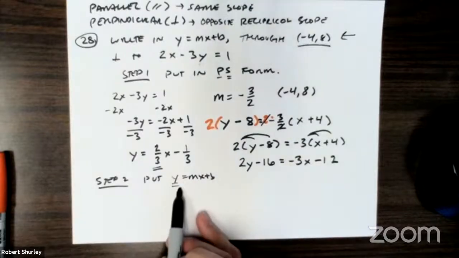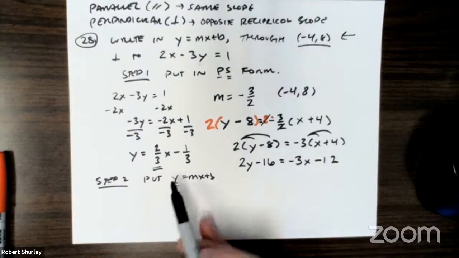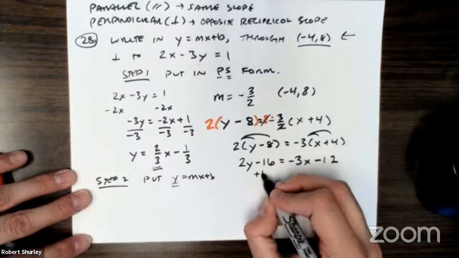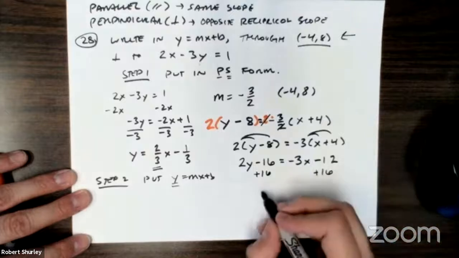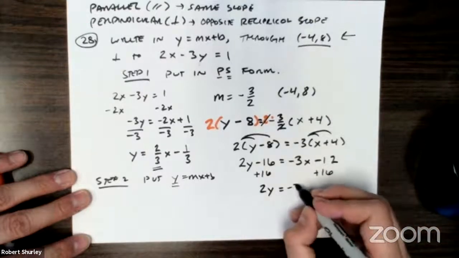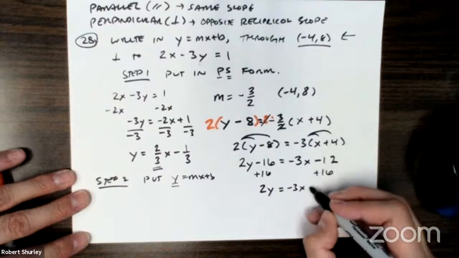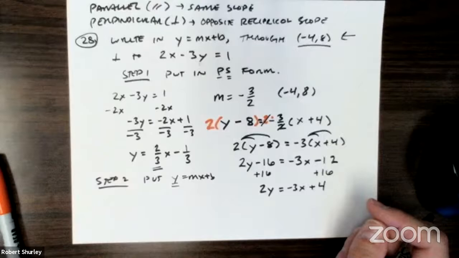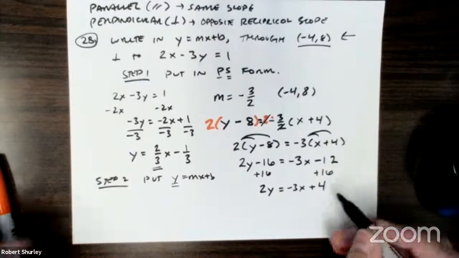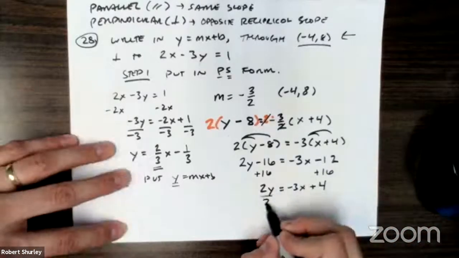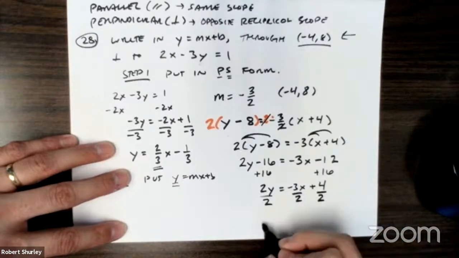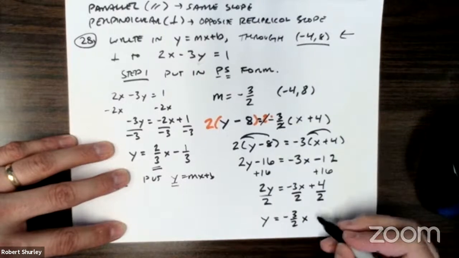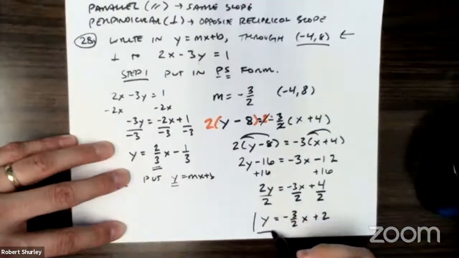Now, the goal now, though, is to get y by itself. I really started step 2 up here. So now I'm going to add the 16 over. I get 2y equals -3x plus 4. Seems right. Yep. And now I've got to divide everything by 2. I get y equals -3/2 x plus 2.